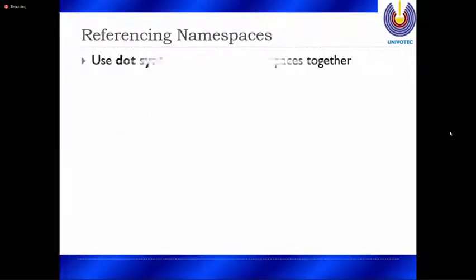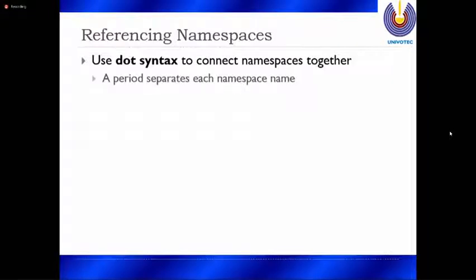Here you can see we use dot syntax to connect the namespace names together. You use a dot syntax, a period to separate each namespace name. For example, System.Drawing, System.Windows.Forms. Then you can import the form.